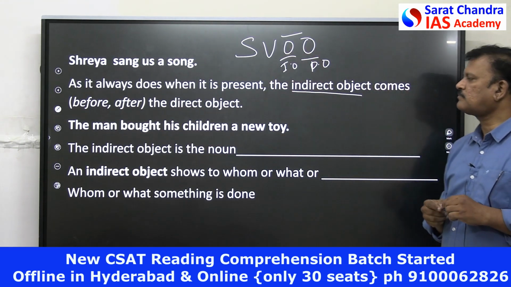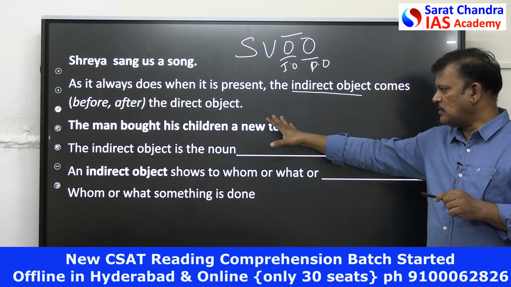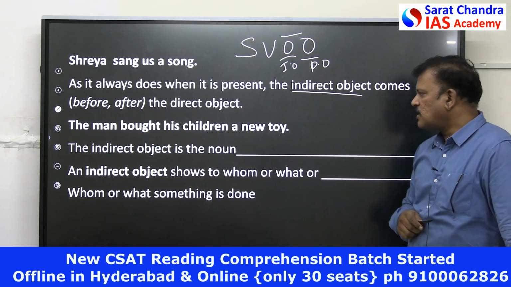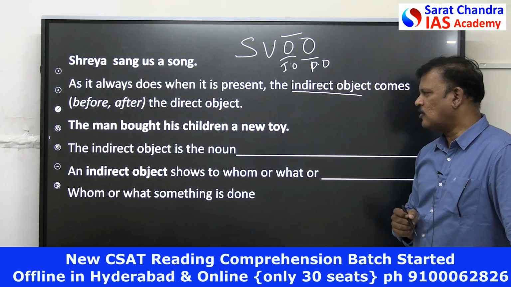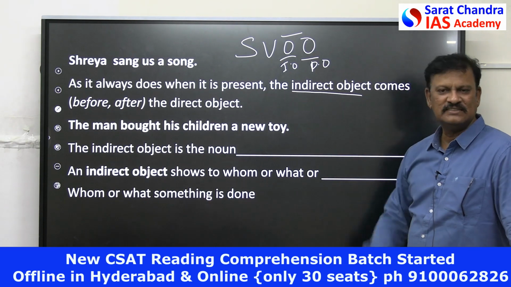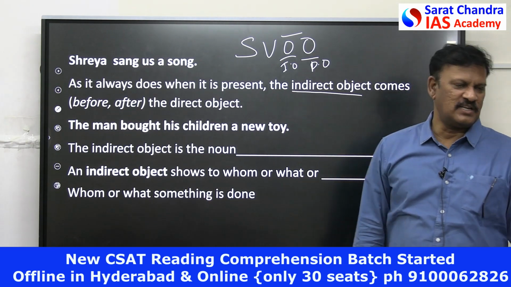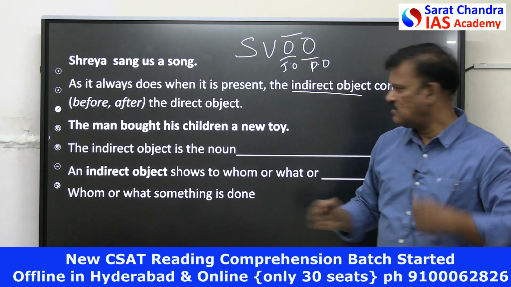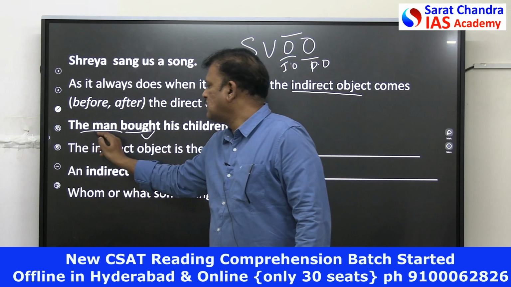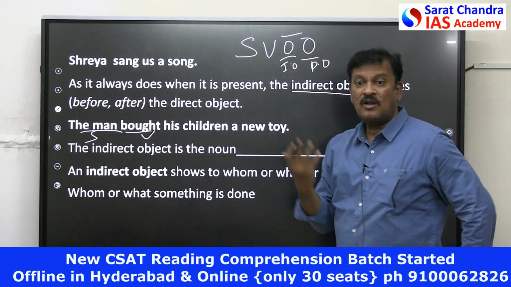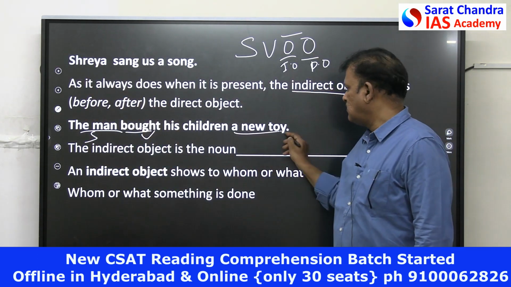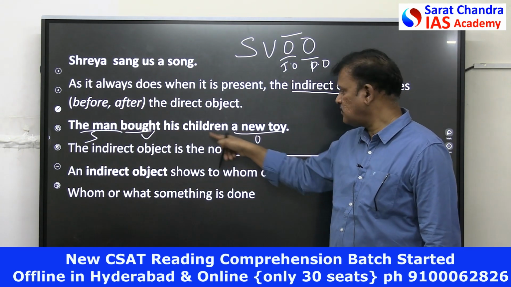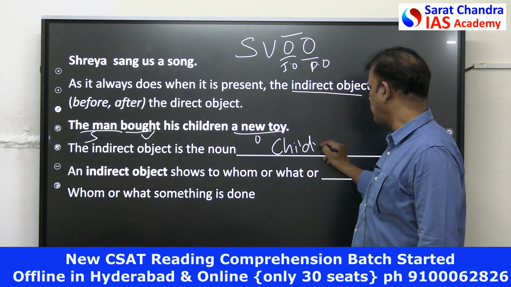Try this one. Do this and straight away give me the answer. The man bought his children a new toy. The indirect object is in this. Correct? Verb, subject. The man bought what? For whom? So, the indirect object is children. Yes. Next.